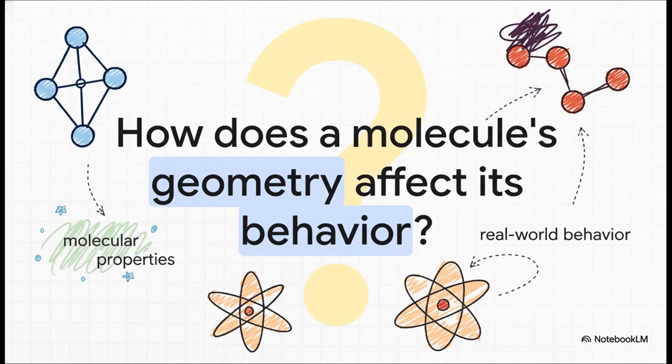Okay, so we've pretty much uncovered the how and the why behind molecular shapes. But you know what? This just leads to the next, even bigger question. Now that you understand the blueprint, how do you think a molecule's specific 3D shape, its geometry, affects everything else about it? You know, its properties, its function, how it behaves out in the real world. That's the next puzzle to solve. Something for you to chew on.